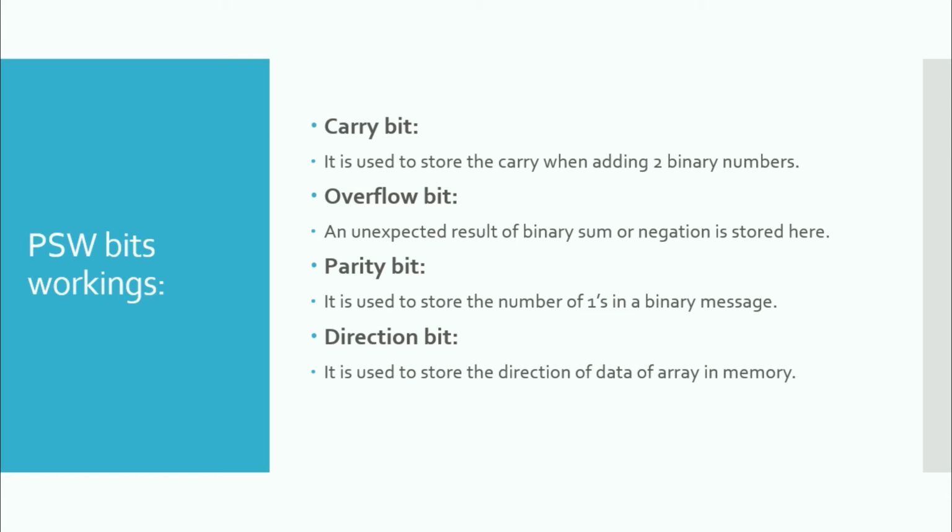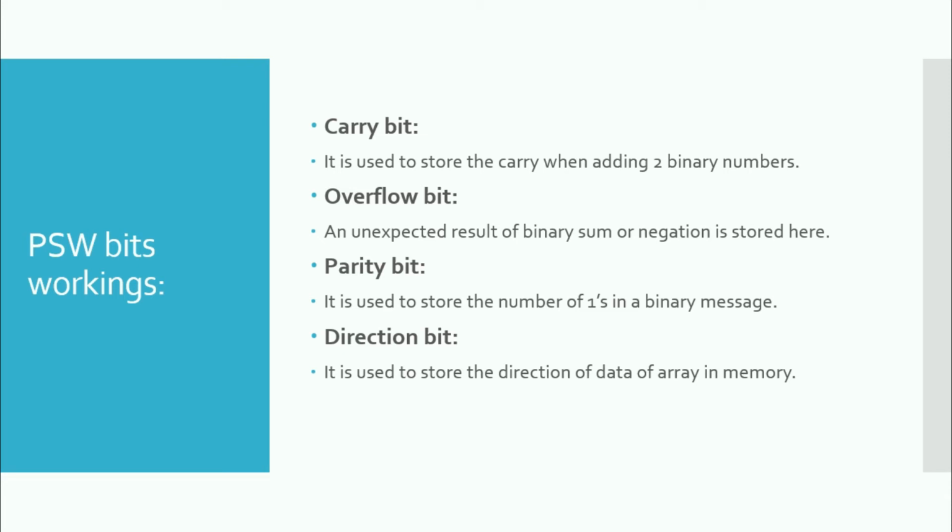You can say that while subtracting too much lower values, in the form of 0.000000 something, in this case the overflow bit is used to store the unexpected result.